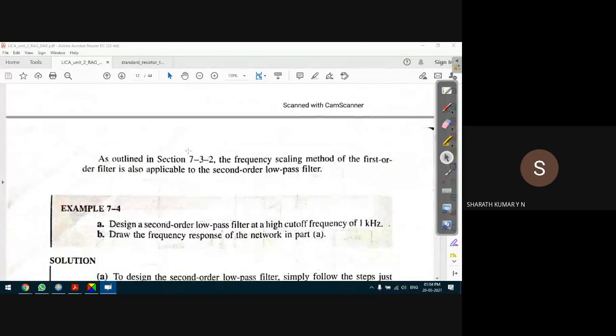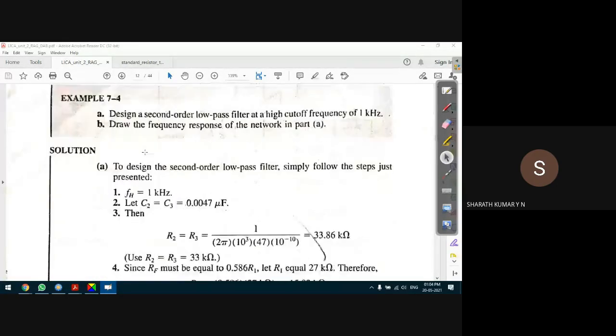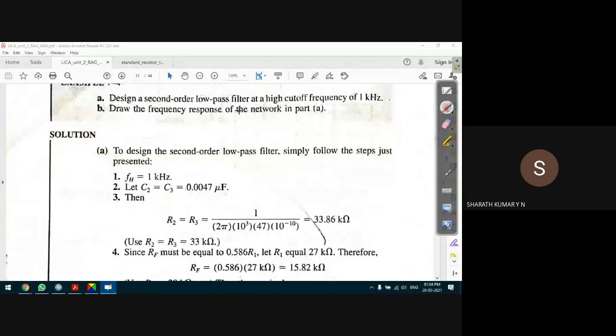Frequency scaling method of the first order is also applicable. Okay, frequency scaling is possible. Let us look into an example. Upper cutoff frequency is 1 kilohertz, and also frequency response. FH is 1 kilohertz. C2, C3 is 0.0047 microfarad.